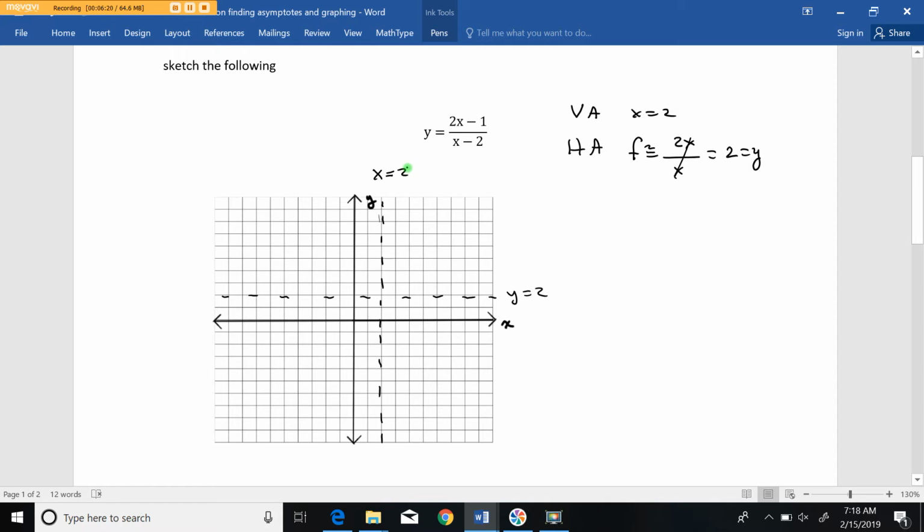All right, usually what we do is we plot a point or two. A really easy one to get, let's see, how about x equals 0? You get minus 1 up top, minus 2 in the bottom, so you get 1/2. So this goes through the point 0, 1/2. That's about maybe here.